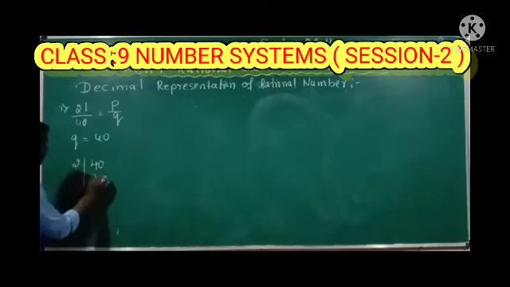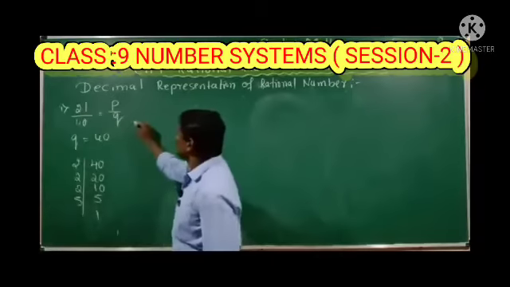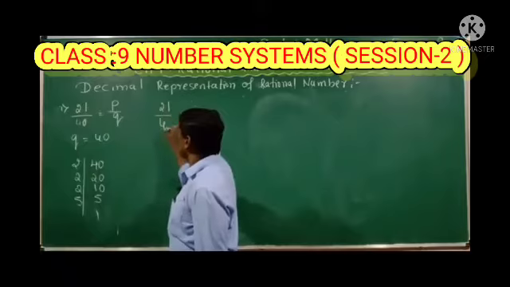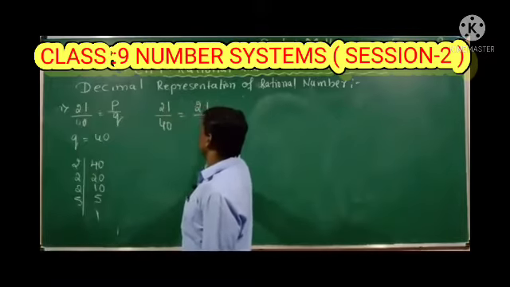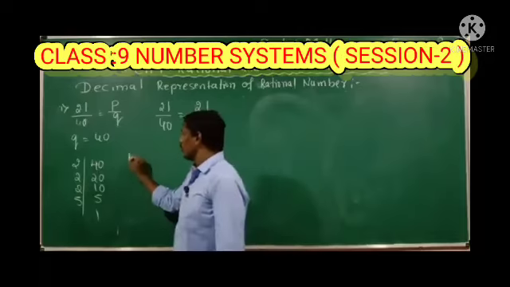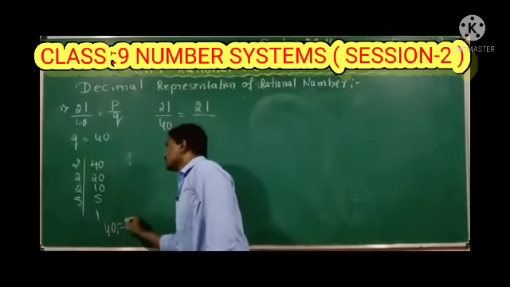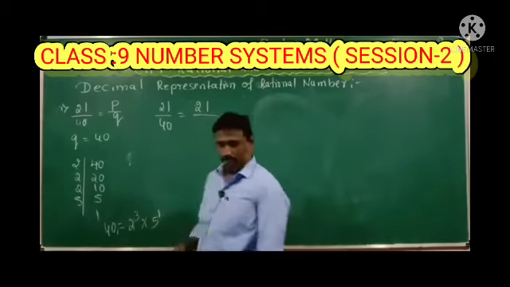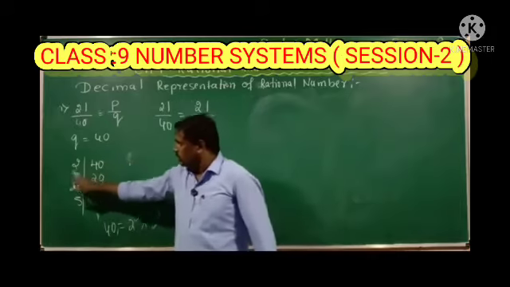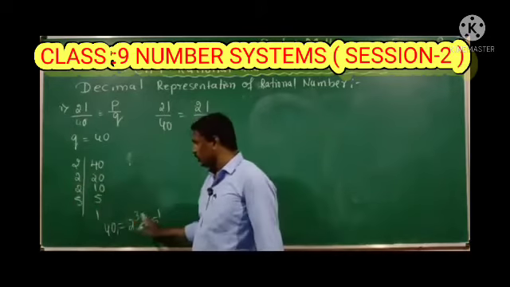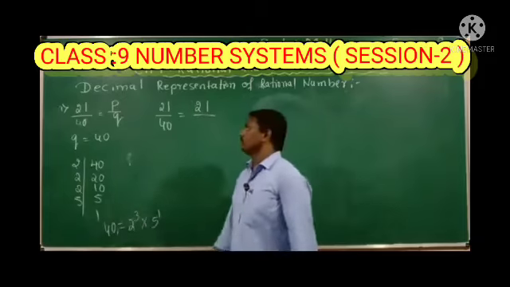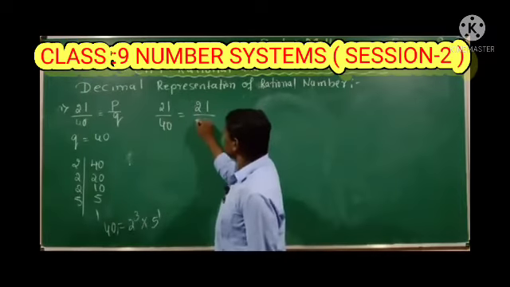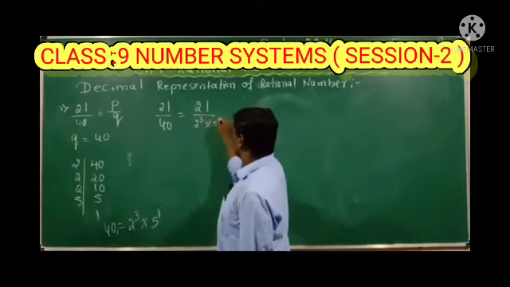So 2 20s are, 2 10s are, 2 5s are, 5 1s are. So 21 by 40 can also be written as 21 by 40, and 40 can be written as 2 raised to 3 and 5 raised to 1. That is, 2 cube into 5 raised to 1.